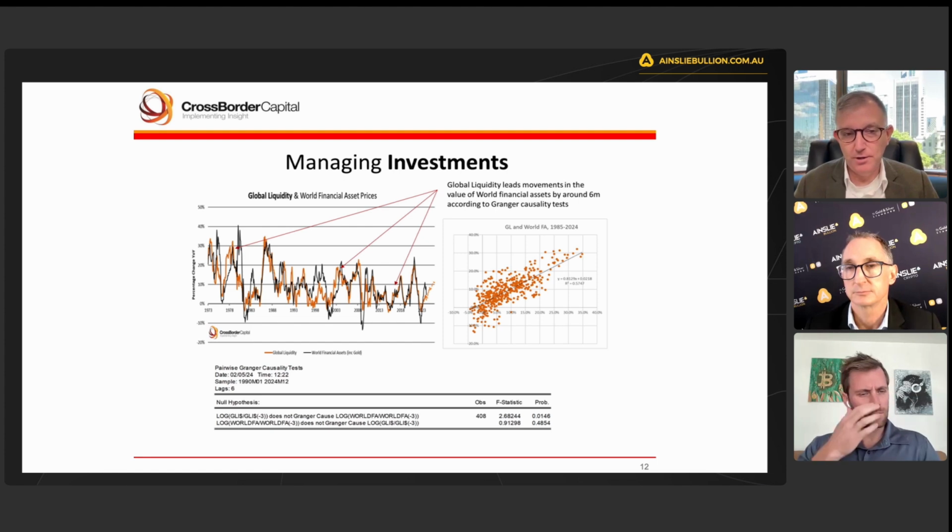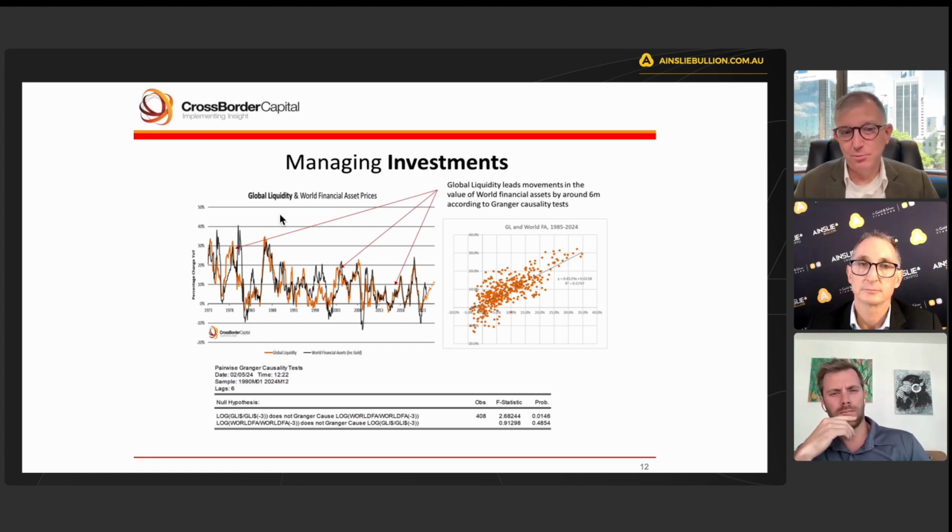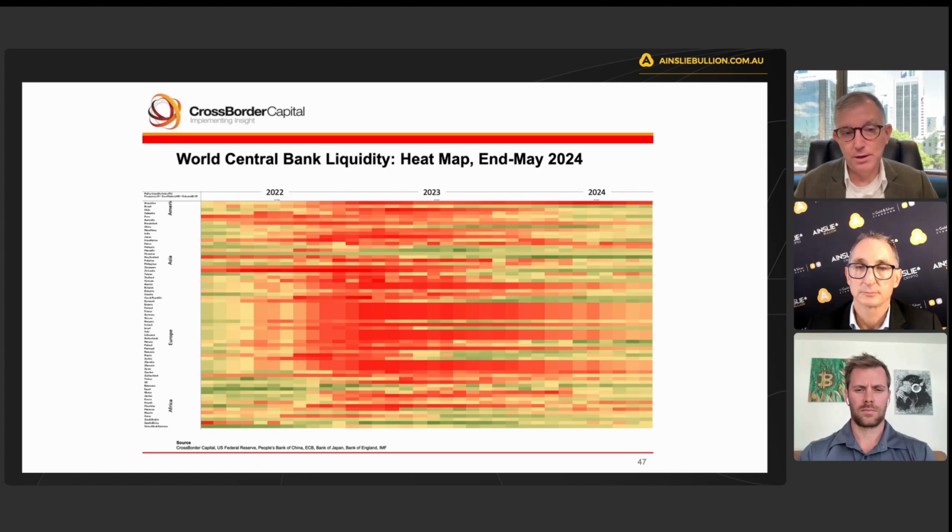I mentioned before that we believe we can prove that global liquidity drives world financial asset prices. We've shown this many times. It's the correlation calculations, really. You can dig into that a little closer yourself if you like, but it really is proving causality, that global liquidity is driving world financial asset prices and not the other way around.